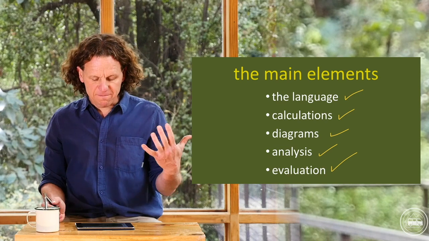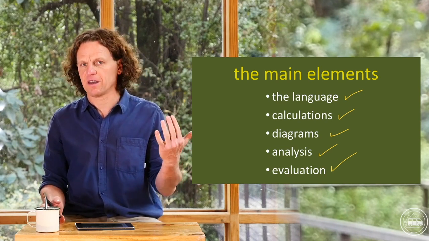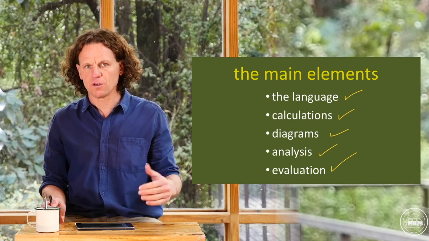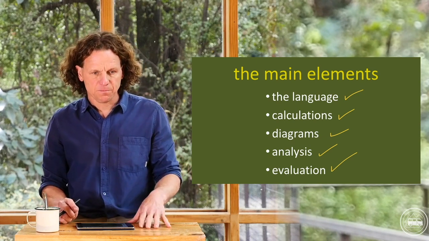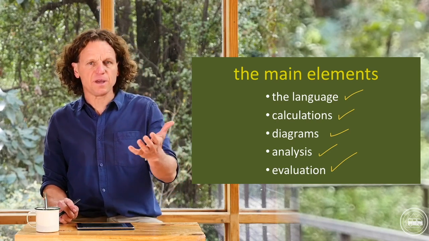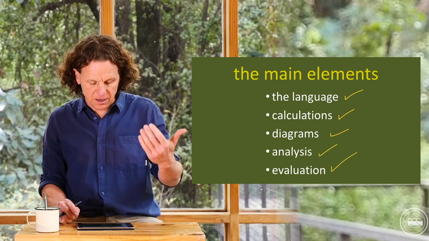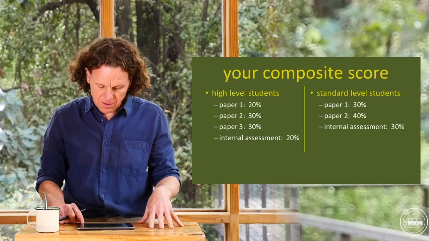So those are the 5 main elements of success: language, calculations, diagrams, analysis, and evaluations. Super important that you understand that for your studies, okay? And your teacher should always be working on those particular skills, either the language, which is the vocabulary, the calculations, the diagrams, analysis, and evaluation, okay?